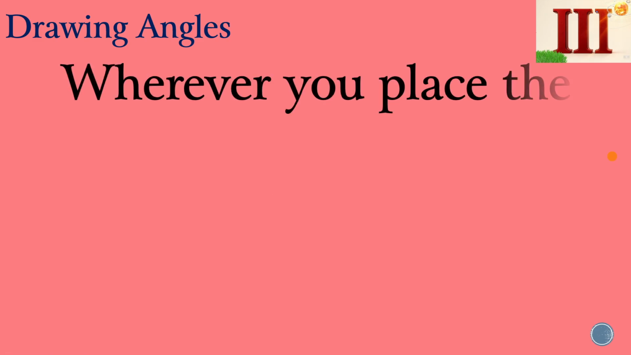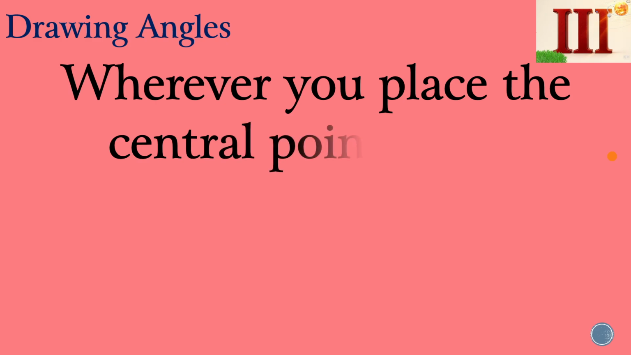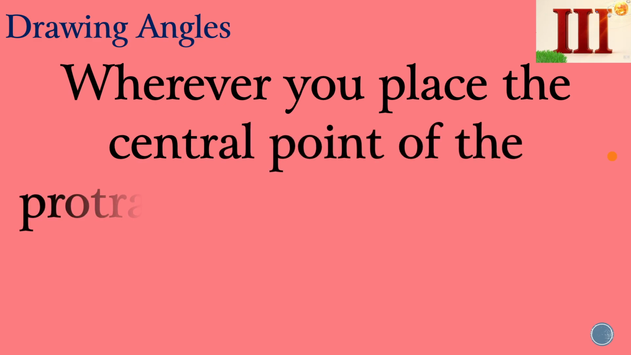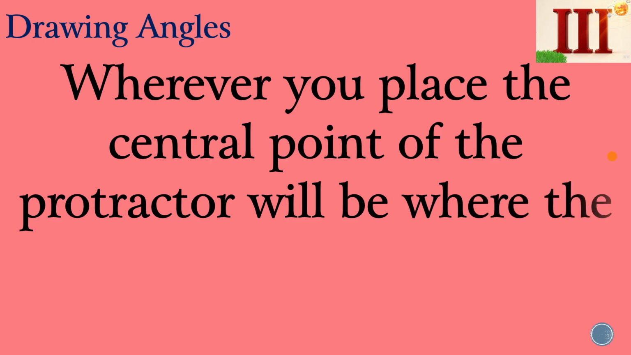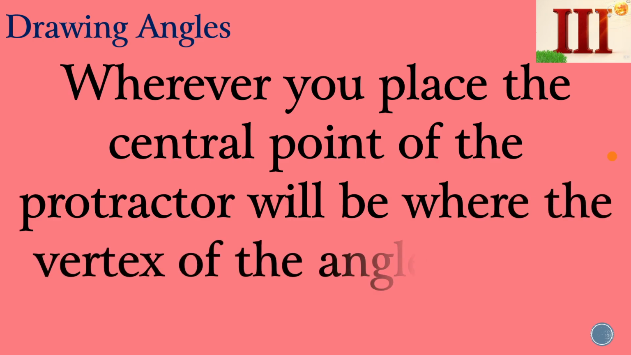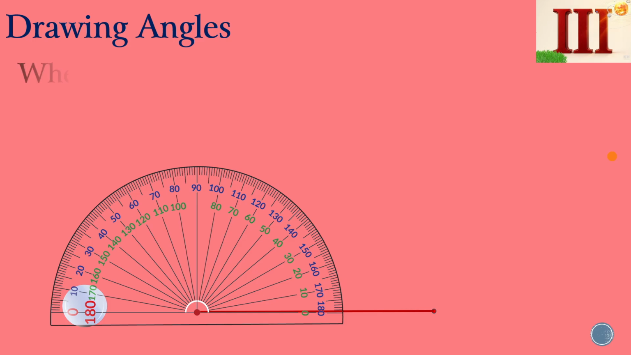So wherever you place the central point of the protractor will be where the vertex of the angle will be. So if you put the central point on the left, that means the vertex of the angle is going to be on the left. If you place it on the right, the vertex is going to be on the right.